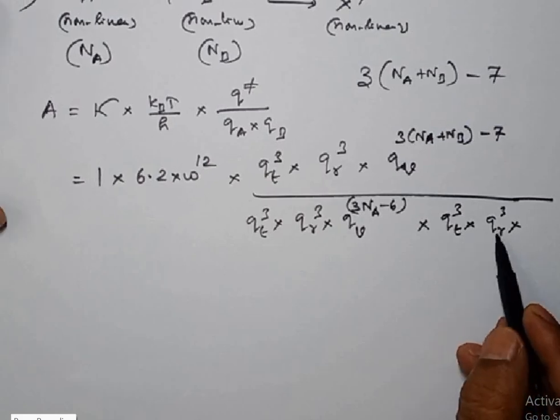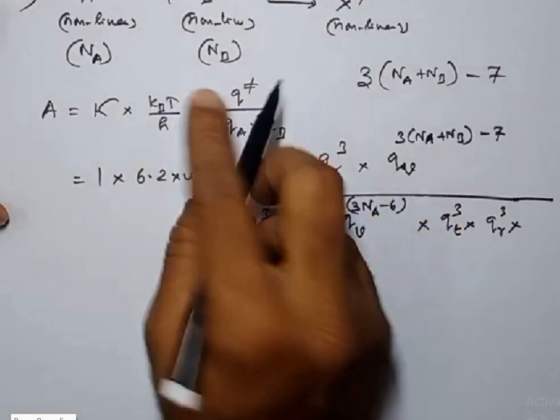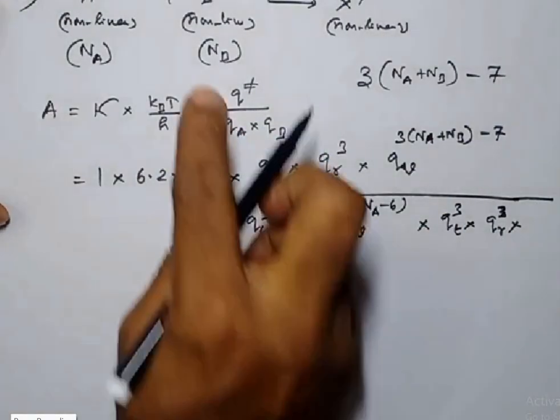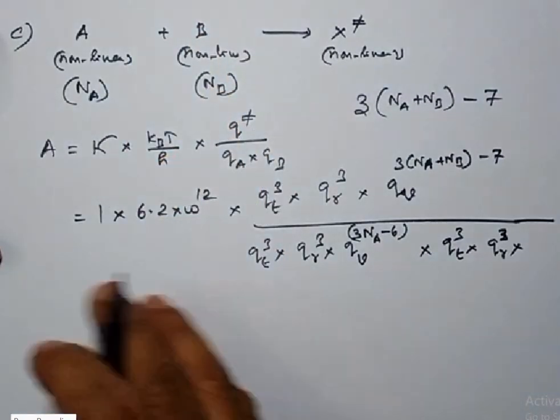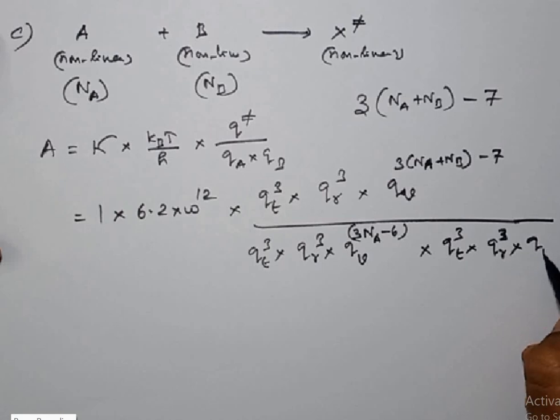So 3 translation, and for a non-linear molecule, 3 rotation. Number of vibration: this molecule has Nb number of atoms, so the number of vibrations QB equals 3 into Nb atoms minus 6.